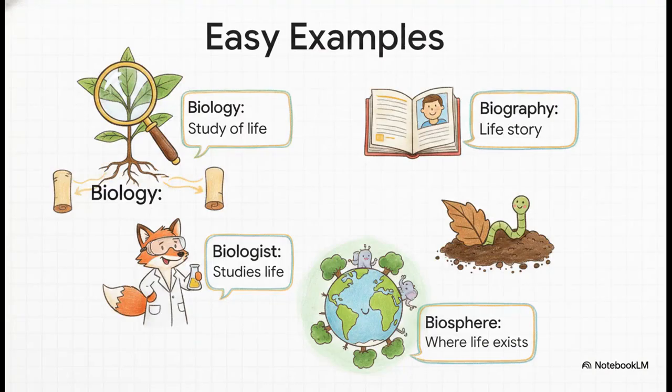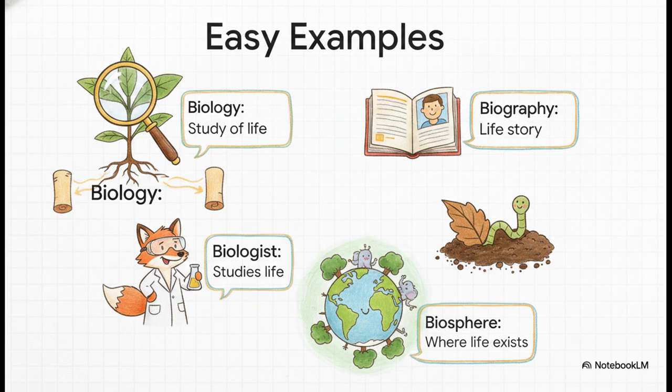Let's see how this builds with just a few easy examples. Knowing that one tiny root instantly unlocks all these other words. Take biology. Well, ology means the study of, right? So that's simply a class where you study living things. Or a biography. That's a book that tells the story of a person's life. What about a biologist? That's the actual scientist who studies those plants, animals, or people.